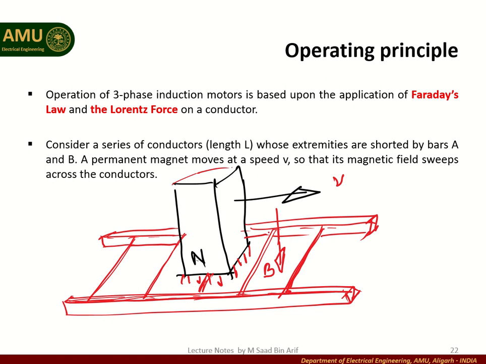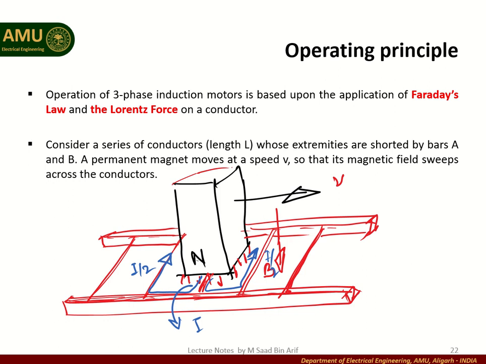Since the conductors are short circuited at both the ends, therefore current starts flowing in this conductor like this and like this. If this is I, current is established here, then since all the conductors are made up of the same material, the resistance in the loop is the same, therefore current is divided in two parts. I2 will move like this, I2.